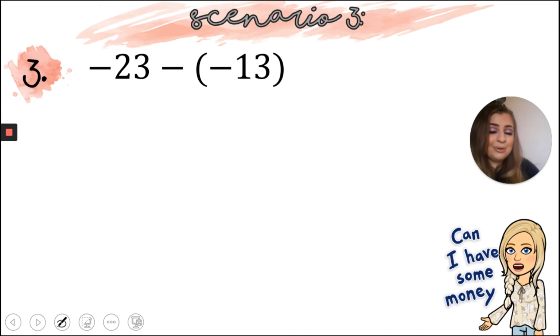I'm at negative $23 in debt, and I get rid of negative $13 of that debt. So I'm making a payment. I'm not making the full payment, not paying more than I owe. I'm just getting rid of a little chunk of it. So I'm getting rid of that chunk.